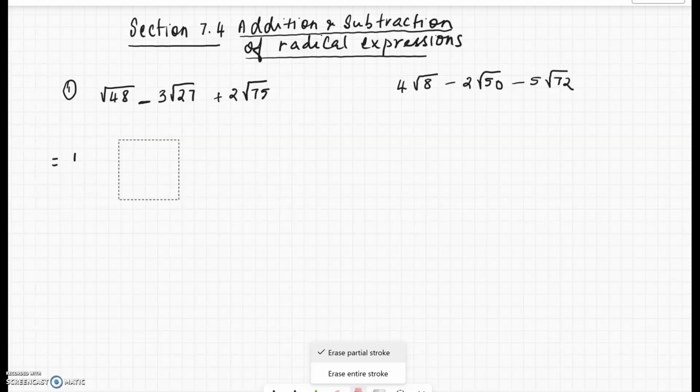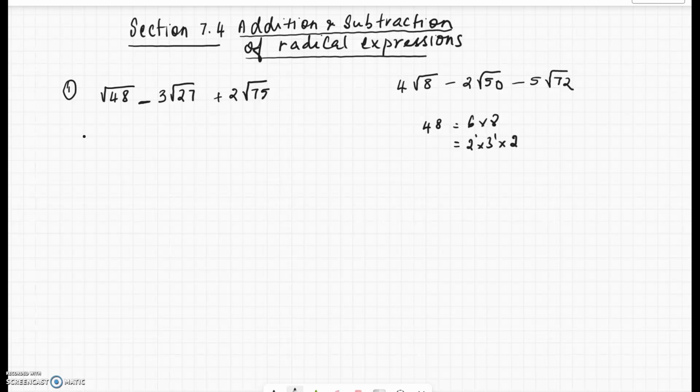So let's start this problem. It's a similar problem where we have to add and subtract radical expressions. But before we do anything, we need to simplify the radical expressions first. So 48 is 6 times 8. 6 is 2 to the 1 times 3 to the 1, times 8 is 2 cubed. There are 4 2's multiplied together, so it's 2 to the 4th, 3 to the 1. So I'm going to write this as the square root of 2 to the 4th times 3 to the 1, minus 3.